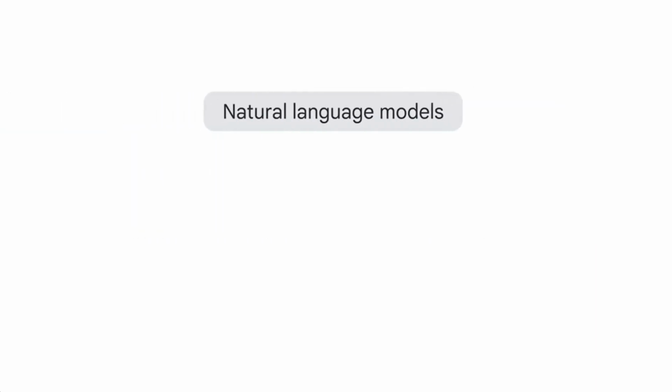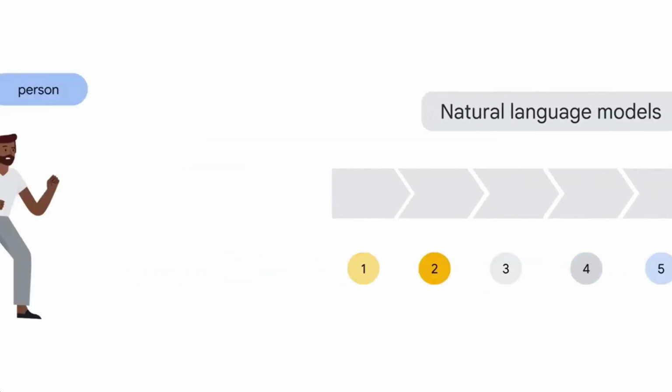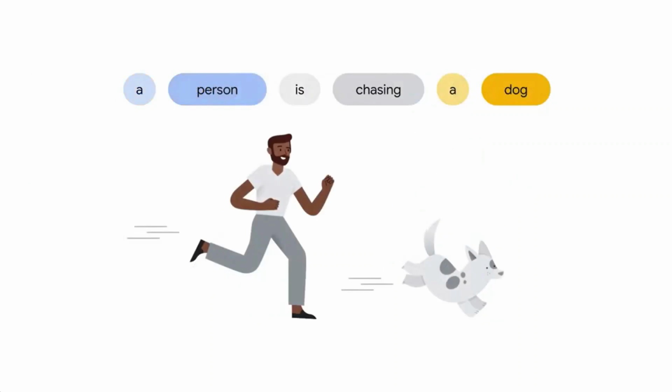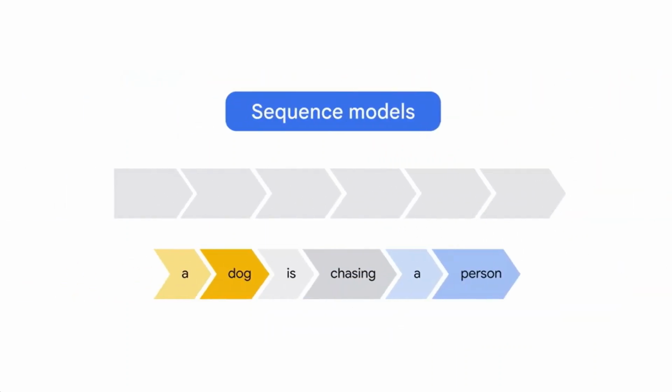Let's discuss natural language models in more detail. Natural language is a sequence. The order of the words matters. For example, look at the sentence, "A dog is chasing a person." If you change the order, the sentence might completely change the meaning, like "a person is chasing a dog," or no longer make sense like "dog is a person a-chasing." Therefore, sequence models have been used to capture and model natural language.